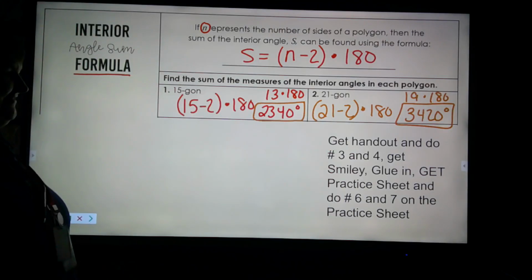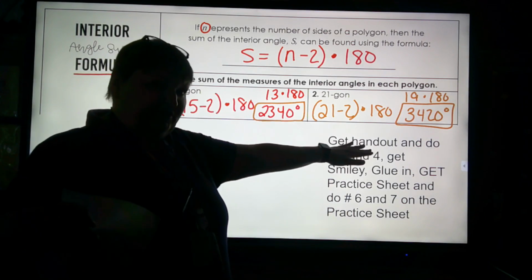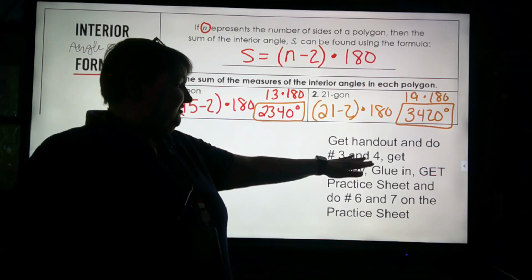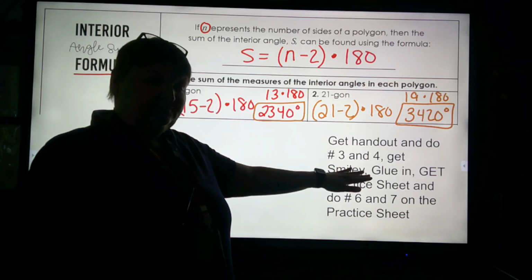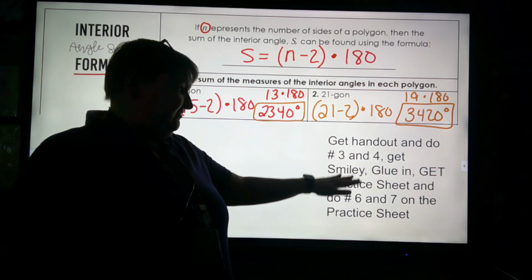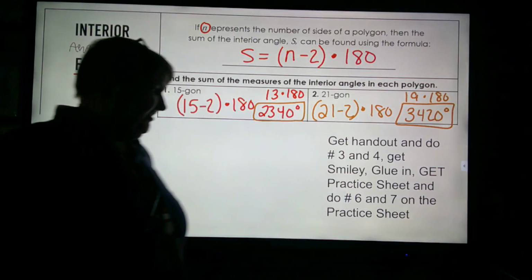Simple enough? Alright, so come get the handout. Show me your notes. You have to bring your notes with you. Do number 3 and 4. Get your smiley. Glue it in. Get your practice sheet after you get your smiley. Right? And do 6 and 7 on the practice sheet.